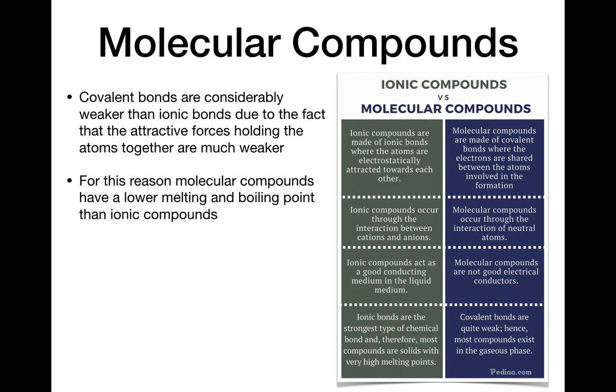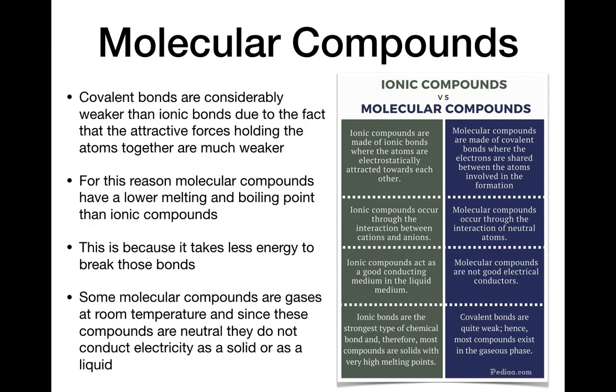Okay, so because of this, molecular compounds have a much lower melting point and boiling point than ionic compounds. It takes a lot less energy to break those bonds because they are weaker bonds, so it's not as strong of an attraction. Some molecular compounds can be gases at room temperature, and because these are neutral compounds, there's no ions involved here, they're not conductors of electricity as a solid or as a liquid. Here's a nice little T-chart you can copy if you want to help you with comparing ionic and molecular compounds.